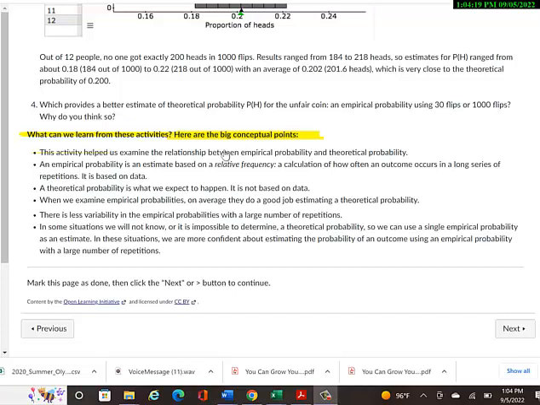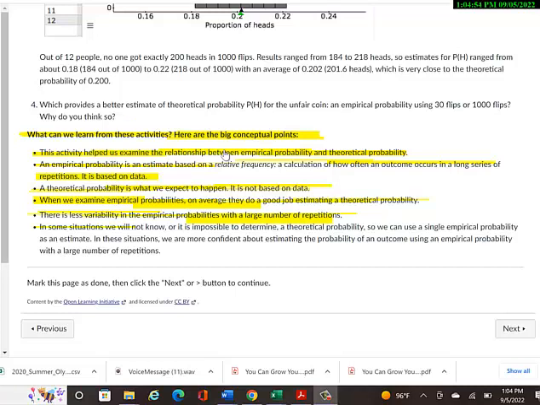So the big points here are, this activity helped us examine the relationship between empirical probability and theoretical probability. An empirical probability is an estimate based on relative frequency, a calculation of how often an outcome occurs in a long series of repetitions. It's based on data. A theoretical probability, on the other hand, is what we expect to happen. It's not based on data. When we examine empirical probabilities, on average, they do a good job of estimating a theoretical probability. There's less variability in the empirical probabilities with a large number of repetitions.